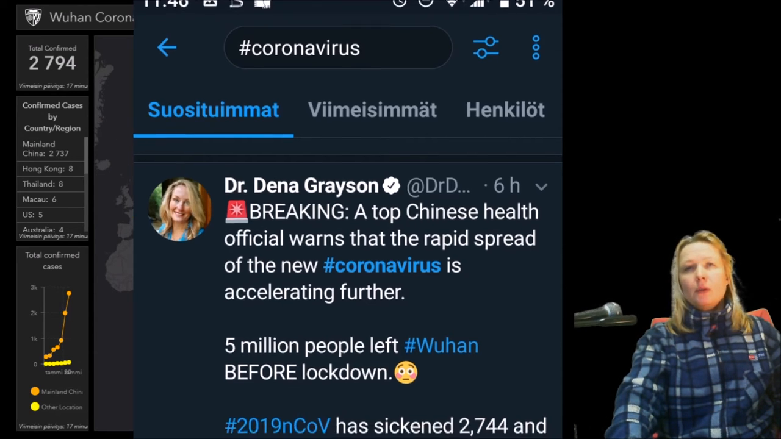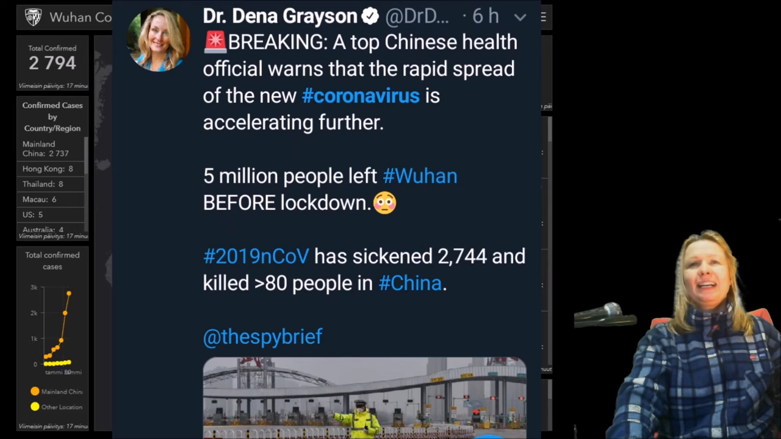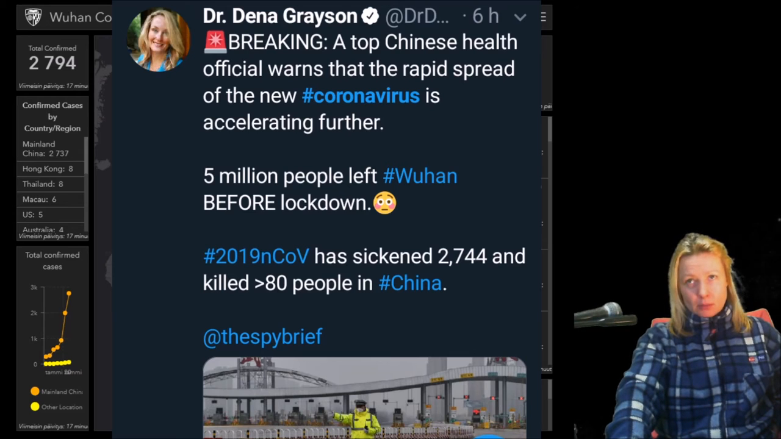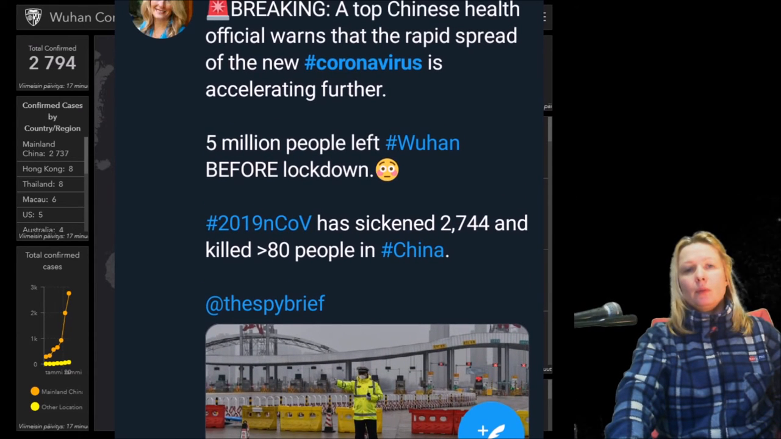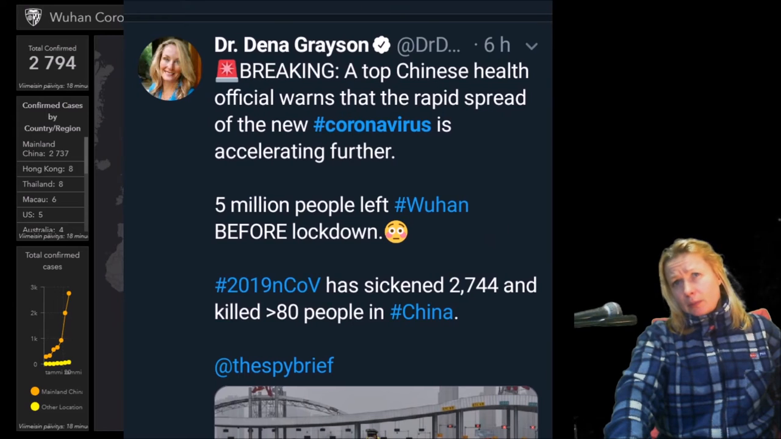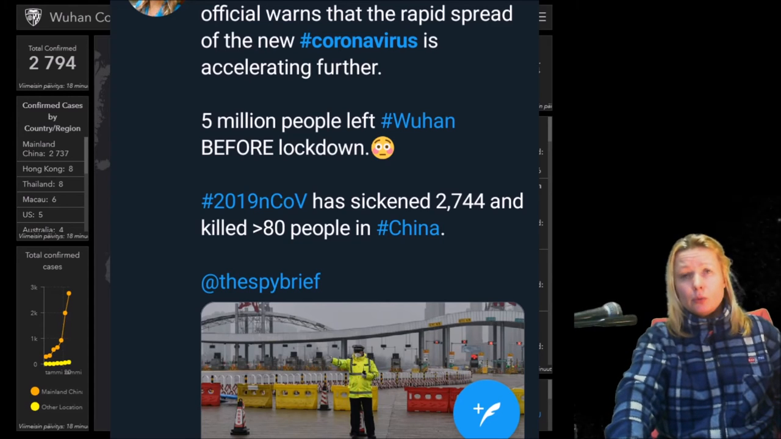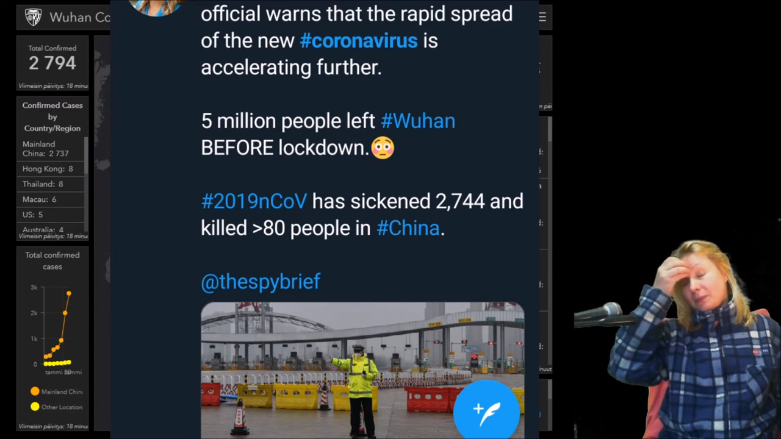So this was 7 hours ago. A top Chinese health official warns that the rapid spread of the new coronavirus is accelerating further. 5 million people left Wuhan before lockdown. So this is something I read from the Finnish news also. This was the reason why I took this person's tweets, because I read from Finnish news that 5 million people got out of Wuhan. So wash your hands.